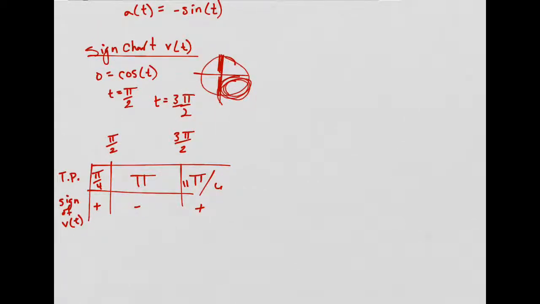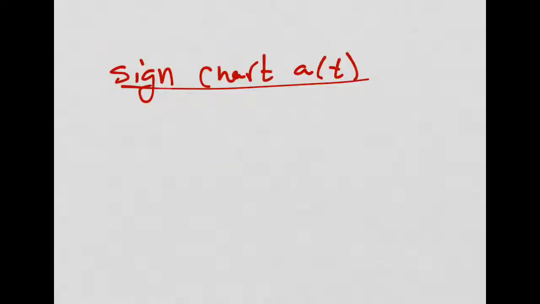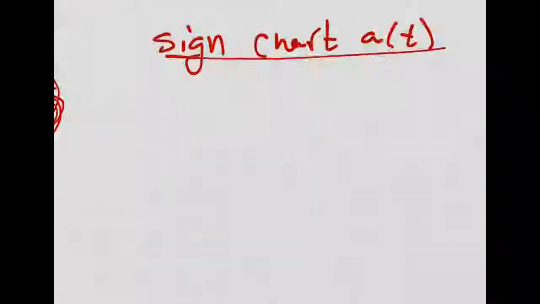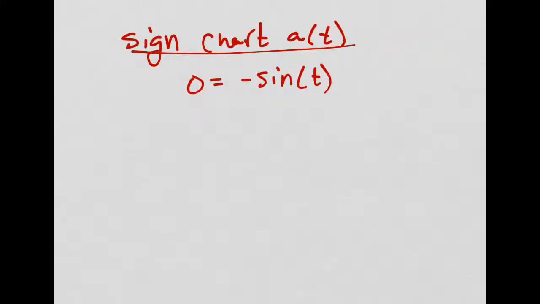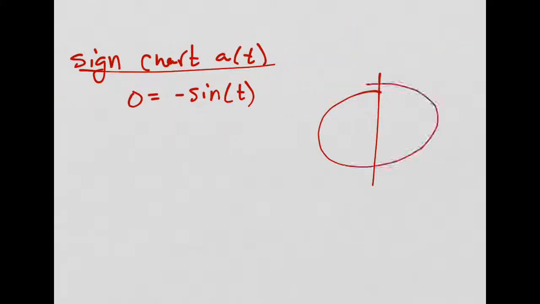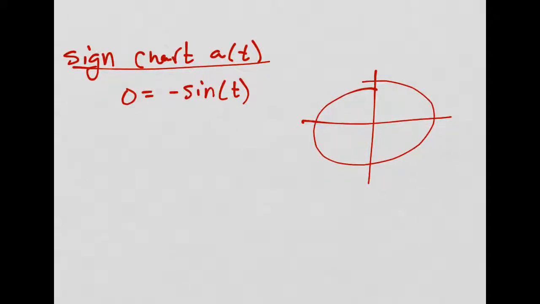Now I'm going to do a sign chart for acceleration. So that means I'll take my acceleration function and set it equal to 0, sine of t. Here we're looking for all the t values that make sine 0, because whatever makes sine 0 is the same thing that's going to make negative sine 0. So what makes sine 0? Well, 0 does. t equals 0. Also, t equals pi.